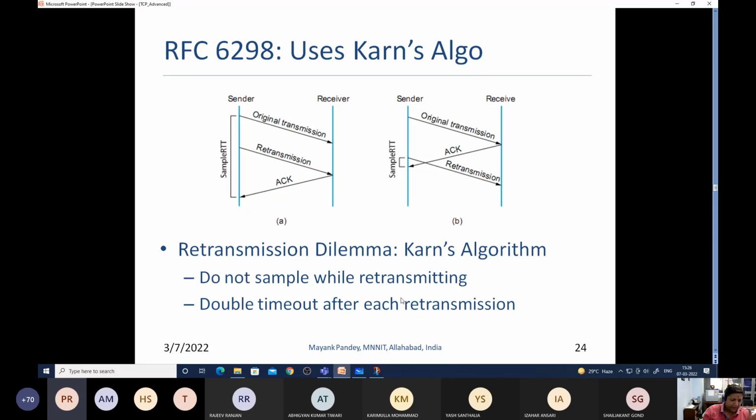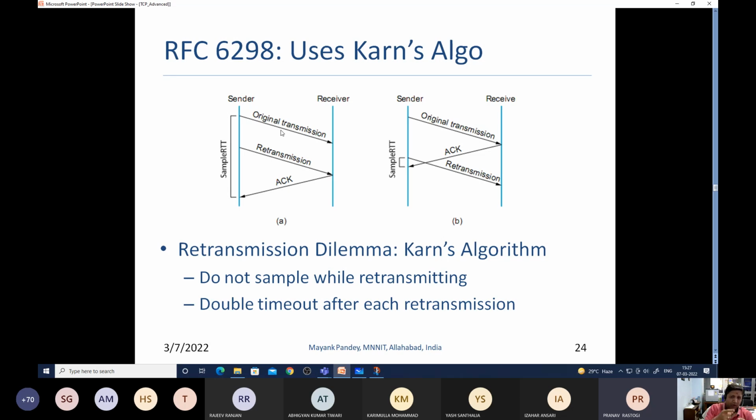And if retransmission is happening, why is retransmission happening, first of all, Abhigyan? So if some acknowledgement is lost, or the original transmission doesn't reach the receiver, there is some problem in the network. So why not take a conservative approach? Do not sample while retransmitting, but whenever you have to retransmit, double the timeout for each retransmission. Because it is getting retransmitted because there is some issue in the network. So in any case, your RTT would be more.